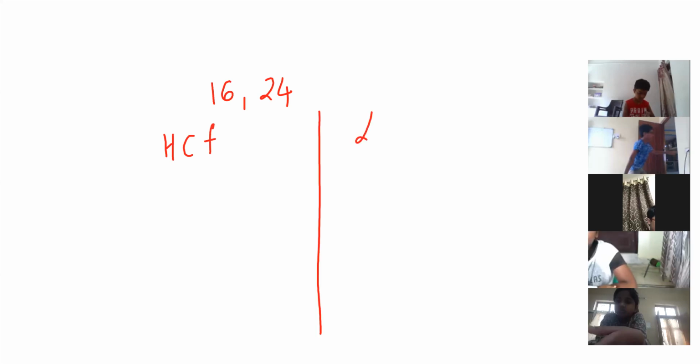Let me take 16 and 24. Now I am going to find out the HCF of these two numbers as well as the LCM of these two numbers by using the prime factorization method.